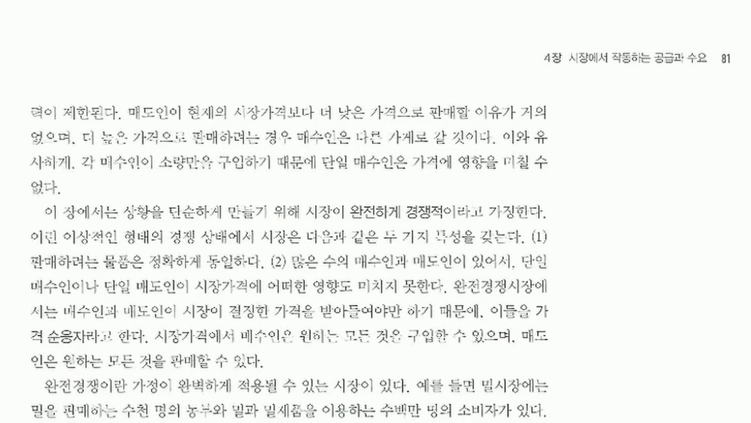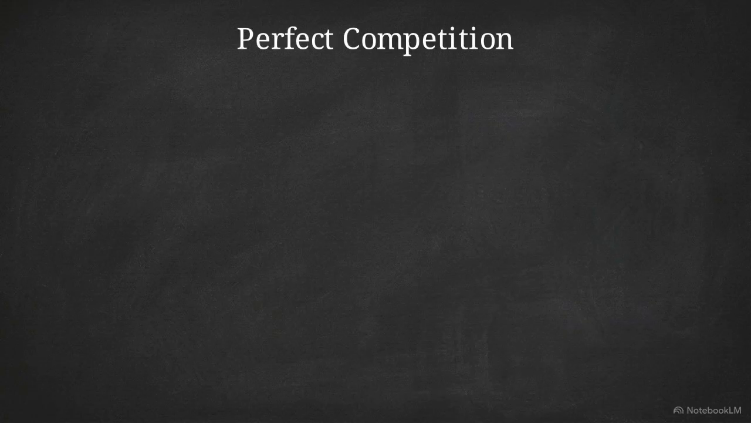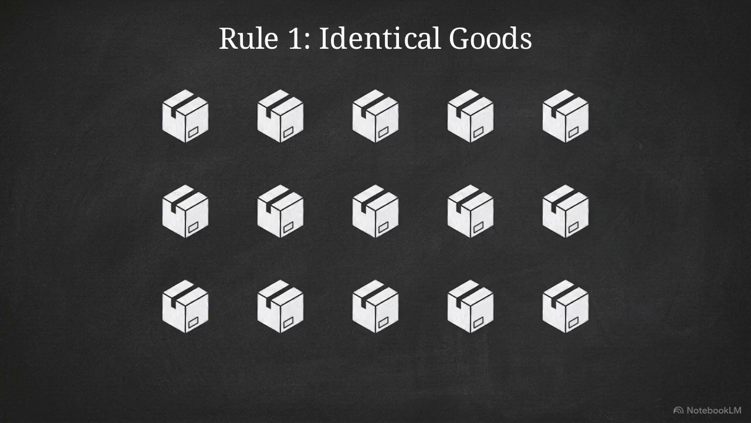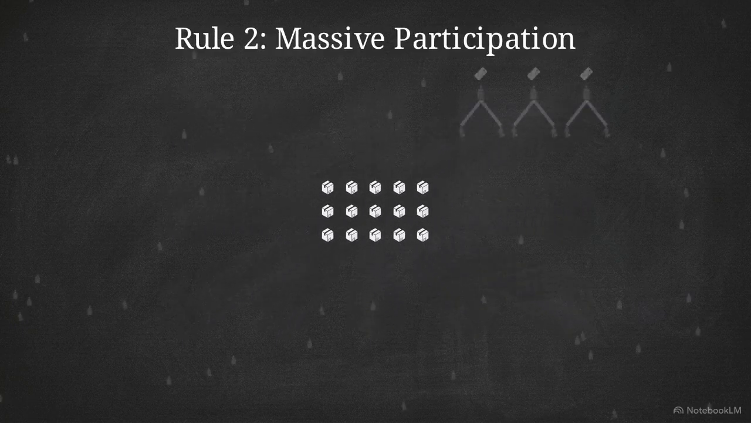To analyze these complex interactions, economists rely on a simplified ideal model. The text on page 81 reads out the conditions for what we call a perfectly competitive market. For a perfect state of competition, the market must meet two strict rules. First, goods sold must be exactly identical to one another. There is no brand differentiation. Second, there must be a massive number of both buyers and sellers.